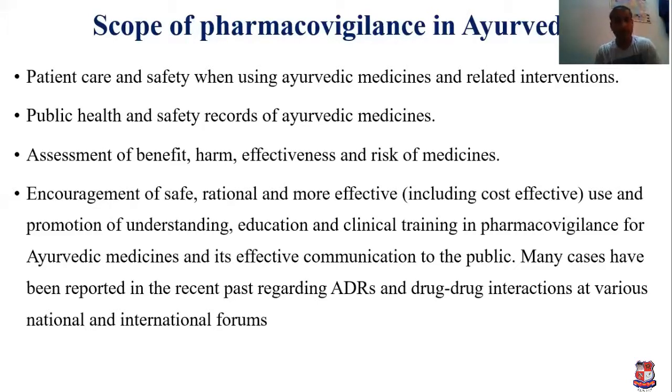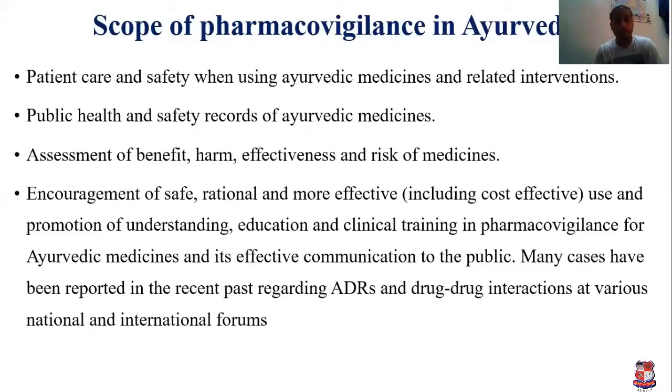Here we can see patient care and safety when using Ayurvedic medicines and related interventions. Patient care and safety is very important whenever we are administering any kind of Ayurvedic medicines or other medicines. So this is one scope. We can get patient care and safety by knowing pharmacovigilance.